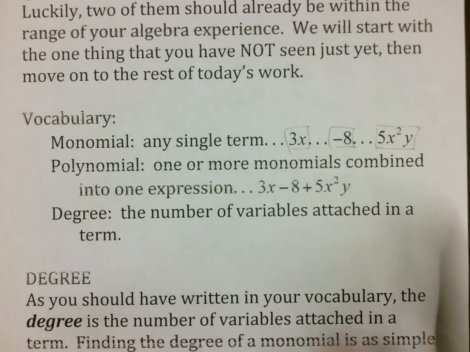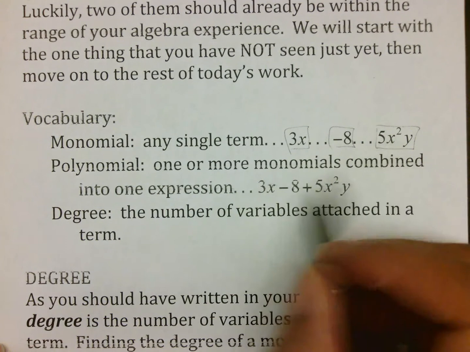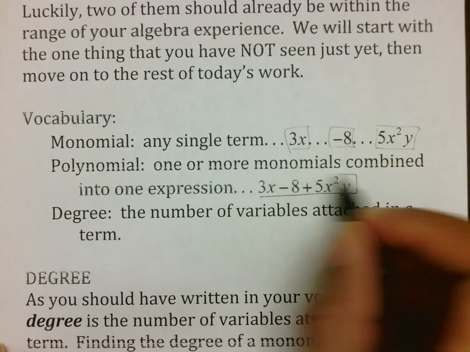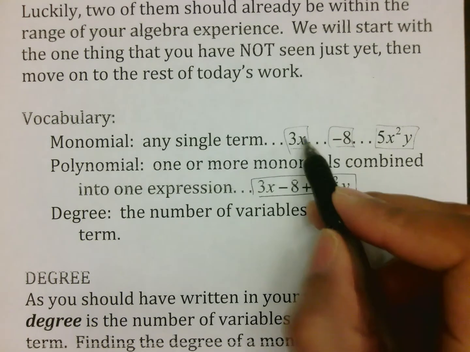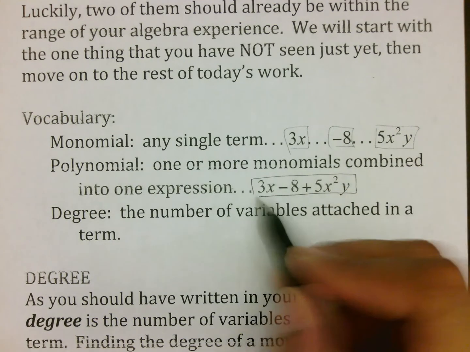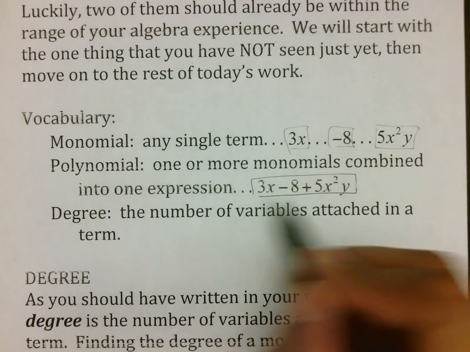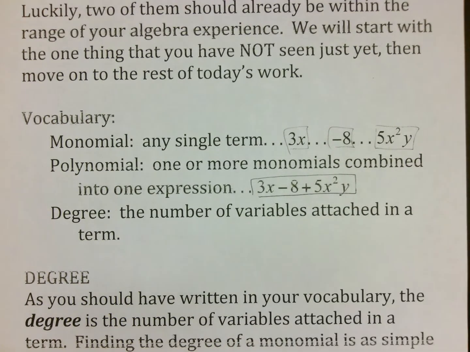Polynomial is one or more monomials combined into an expression. Notice how I took each of these monomials and made a polynomial by simply combining them into one big piece. Each of these things is also called a polynomial. But a true polynomial is whenever you have a bunch of things put together, or even just 2 things put together with pluses and minus signs into one expression.